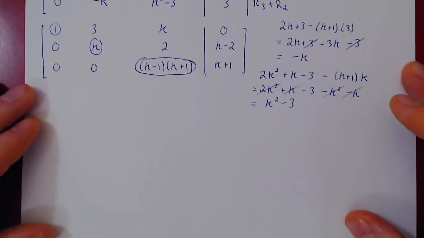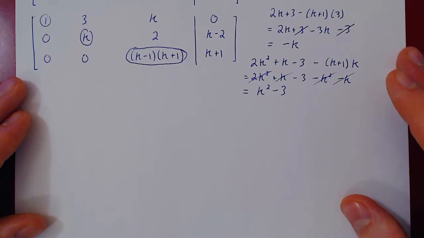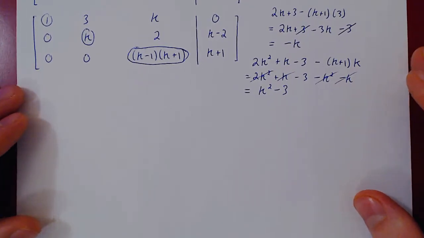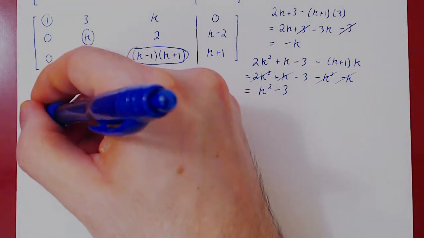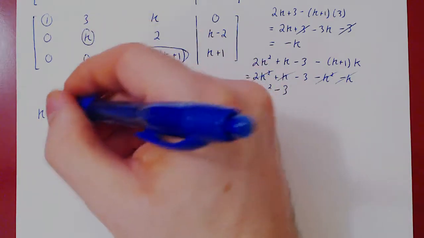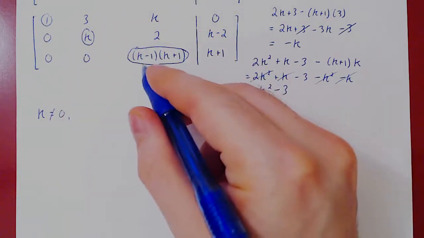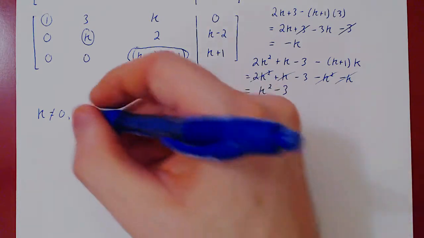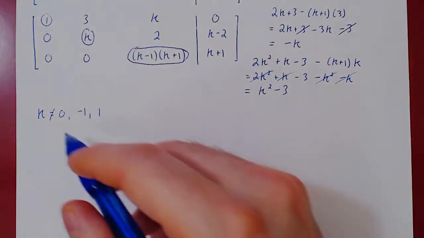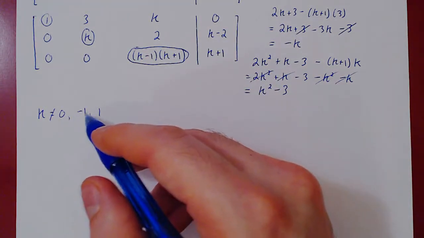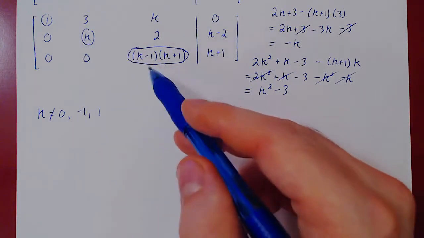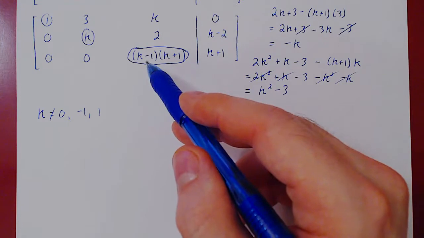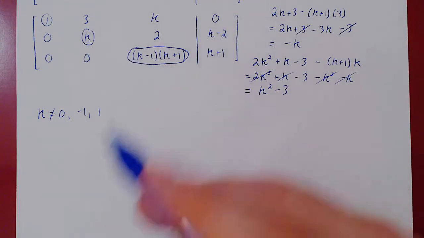As always, there are two possibilities: all the variables are leading, or not, and we start with all the variables being leading. Well, the only way for this to happen is with k not being 0, not being 1 or negative 1. If k is anything but 0, negative 1, or 1, both of these entries are not 0, they can be turned into leading ones, and so x, y, and z are all leading.